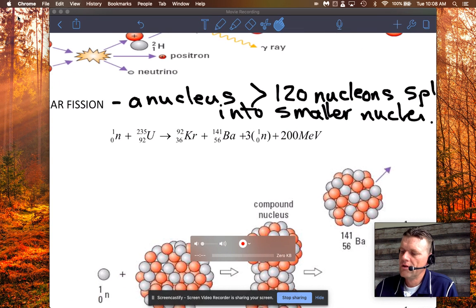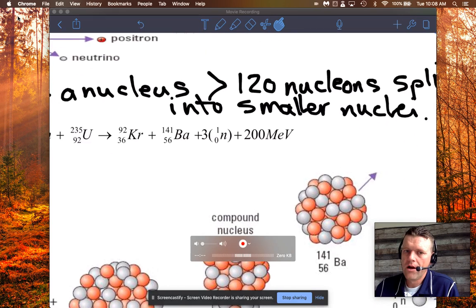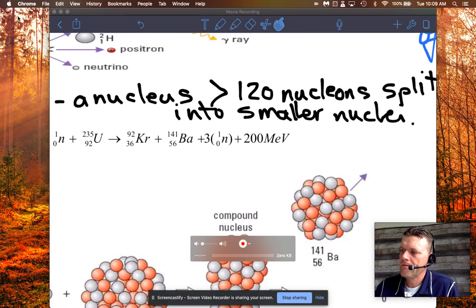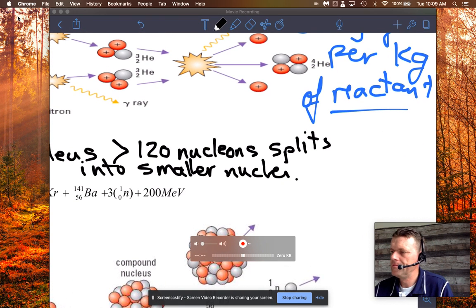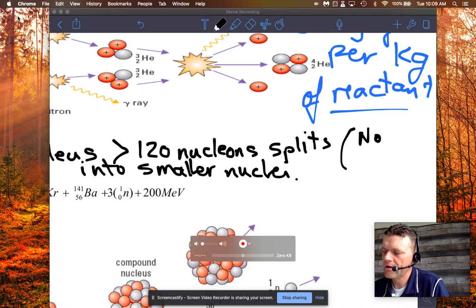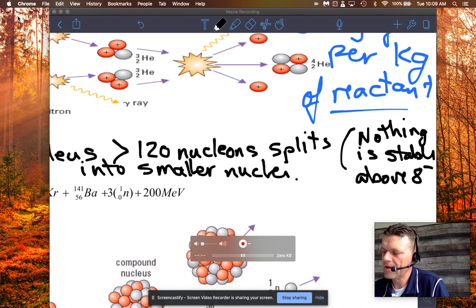Okay, so, oh, you know what? Let's just add that before I go into the example. Yeah, there's no stable elements above 83. So I guess we should say that. Nothing is stable above 83. That's bismuth. Okay, if that helps you, or element number 83.